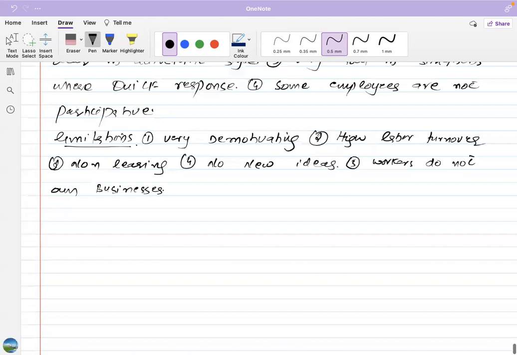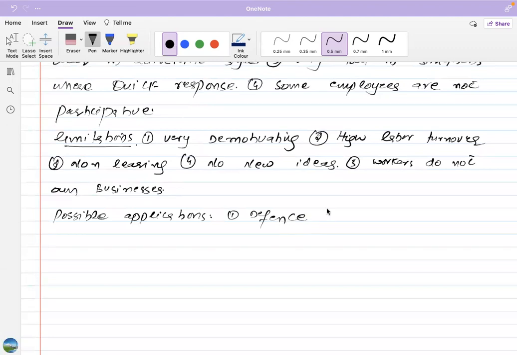If we talk about the possible applications, I'm just writing them down because we have already discussed them, but still just to have a record. Possible applications of the autocratic style: defense forces and police services always use it. And in crisis management, even in businesses, the autocratic style is used.